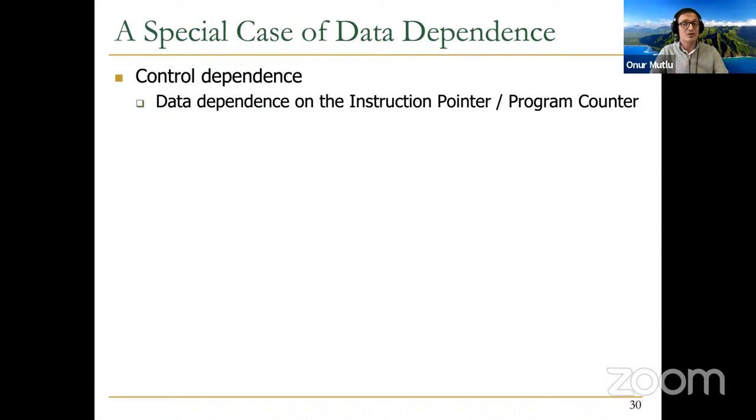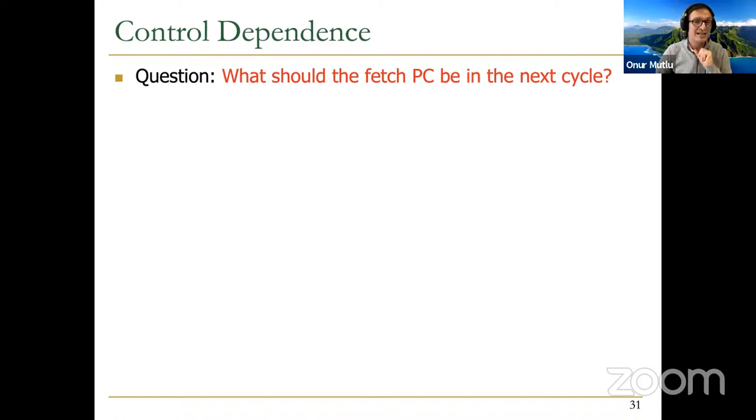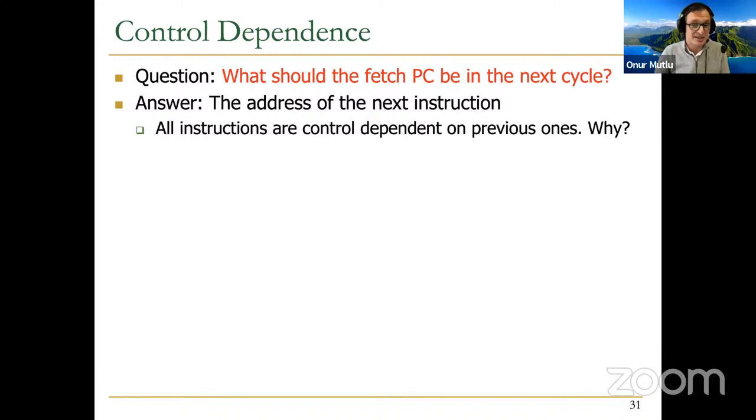This is data dependence on the instruction pointer, the program counter. We mentioned this last time, and I'm going to go a little bit more into it right now. But basically, we have a fundamental question that we kind of ignored so far. What should the fetch PC, program counter, be in the next cycle? The answer is, of course, the address of the next instruction, right? But all instructions are control dependent on the previous ones. Why? Because all instructions increment the program counter, right?